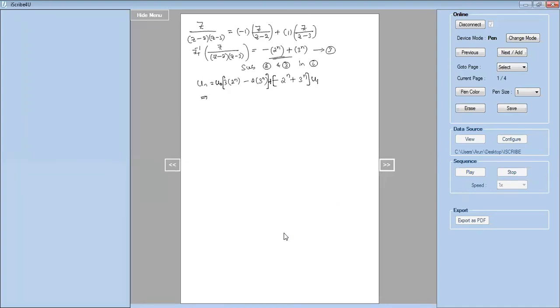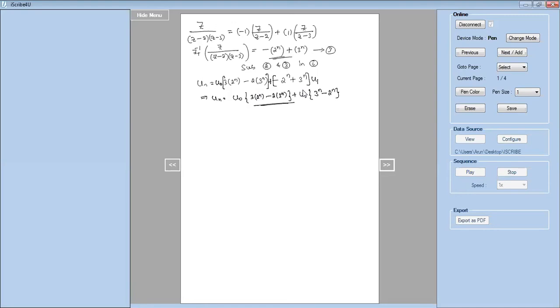This implies un equals u0 into (3 into 2 power n minus 2 into 3 power n) plus u1 into (I'll write the positive term first) 3 power n minus 2 power n. So this is the solution of your difference equation given. So this is the solution of the given difference equation according to Z transformation.